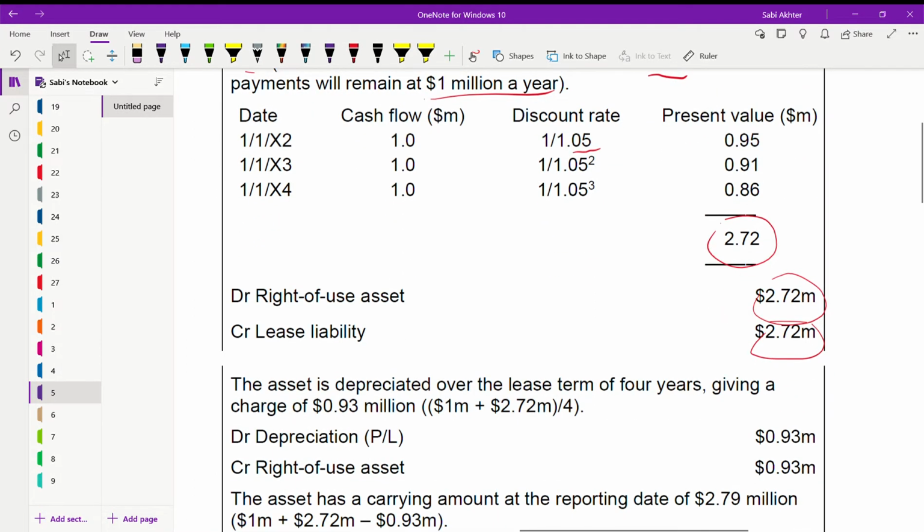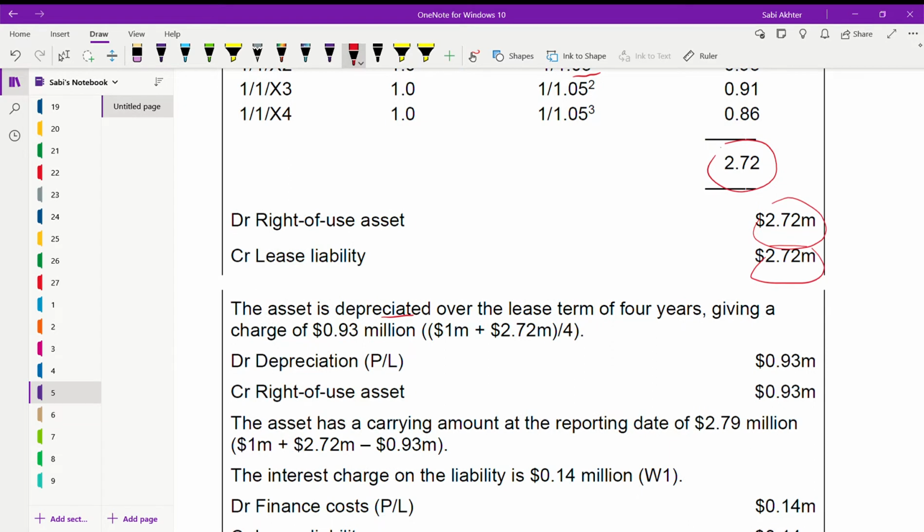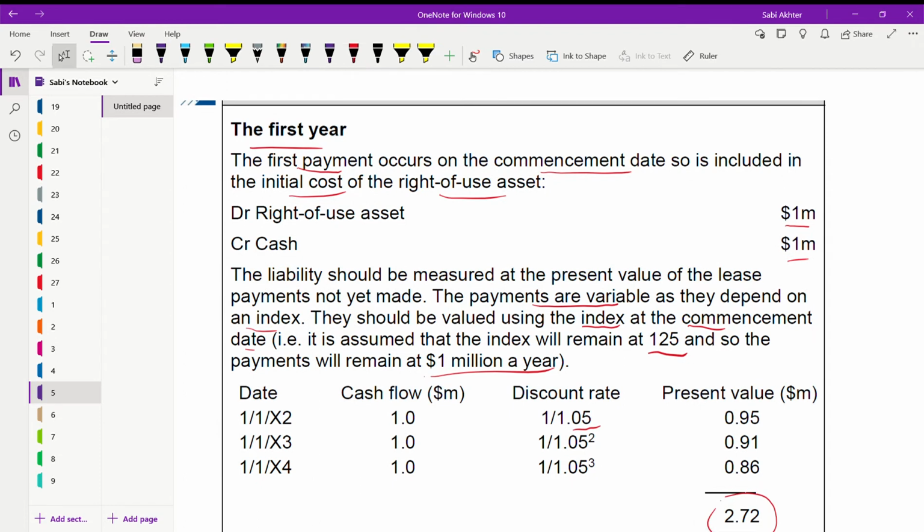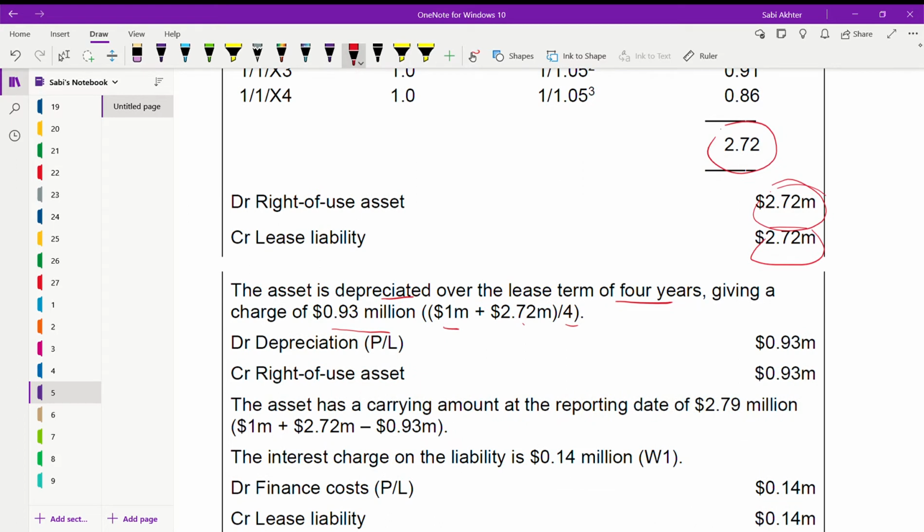Next, since we have recognized a right of use asset, depreciate over the lease term of 4 years. So this is the charge, 0.93. Remember, it is 1 million plus 2.72, because the right of use asset is 2 million, but the payment is 1 million. Divide this by 4. Because 1 million is the initial cost, the first payment you made. So with that, you add 2.72. That's why 1 plus 2.72 divided by 4. So depreciation you debit, right of use asset you credit.